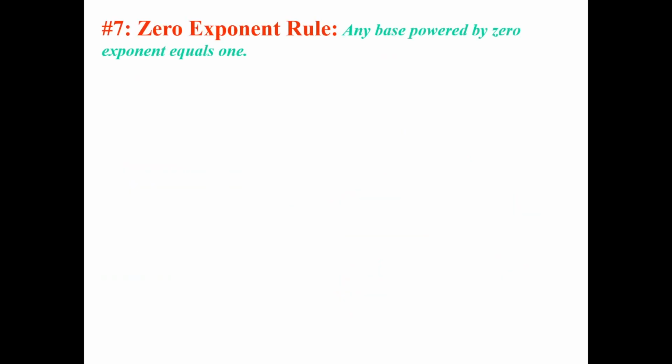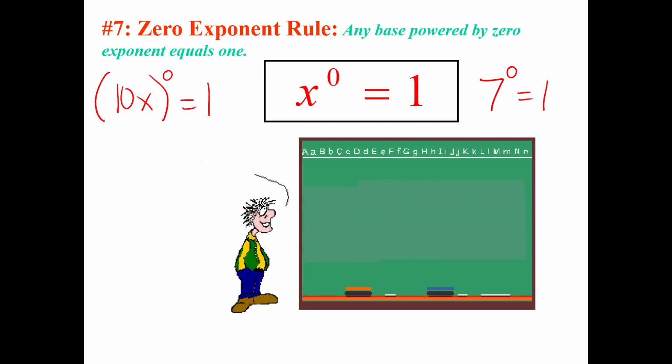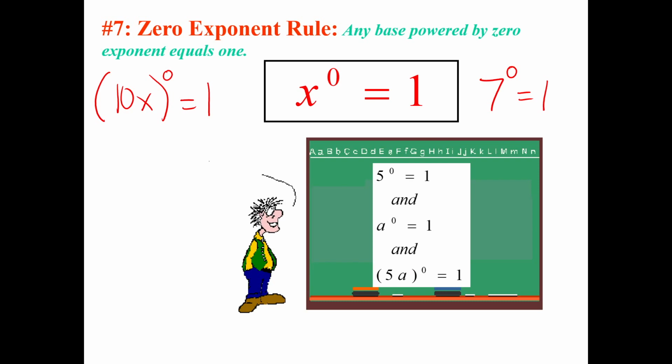Okay. Now, there is what you call the zero exponent rule. Any number or any variable raised to 0 is always equal to 1. Look at this one. X raised to 0 is 1. 7 raised to 0 is 1. 10x raised to 0 is 1. I'm going to give you more examples. 5 raised to 0 is 1. A raised to 0 is 1. 5a raised to 0 is 1. If the exponent is 0, it's always equal to 1.